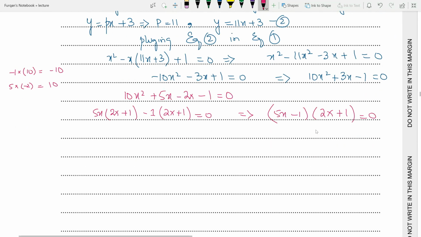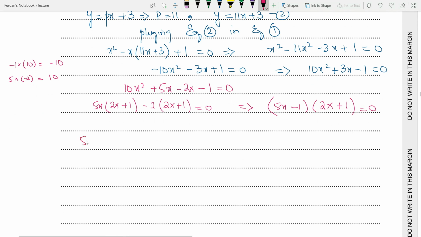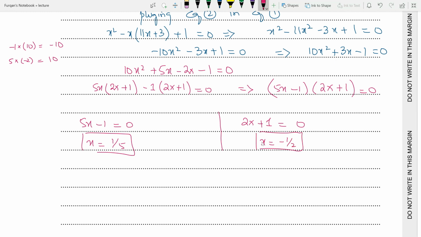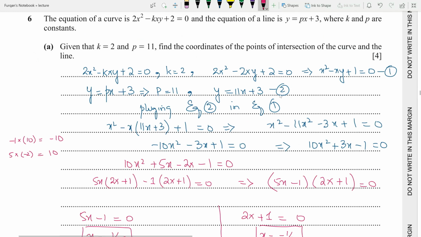We have two factors, so equating each factor with 0, we have 5x − 1 = 0, and on the other side we have 2x + 1 = 0. Solving further, we have x = 1/5. This is the x coordinate, and from the other equation we have x = −1/2. This is the second x coordinate. Now we plug these x coordinates into the line equation to get the y coordinates.